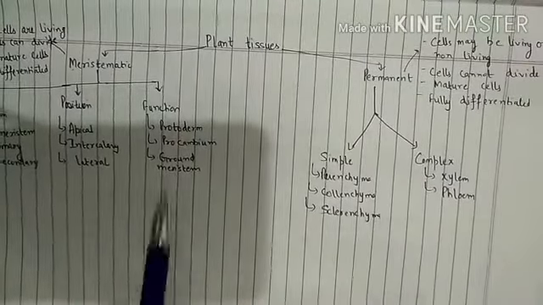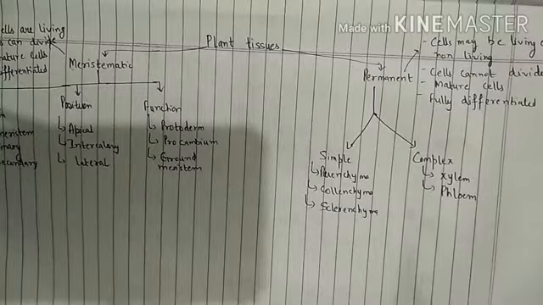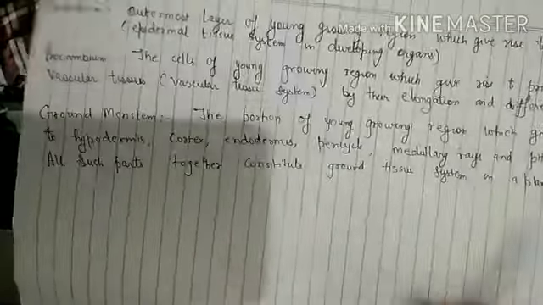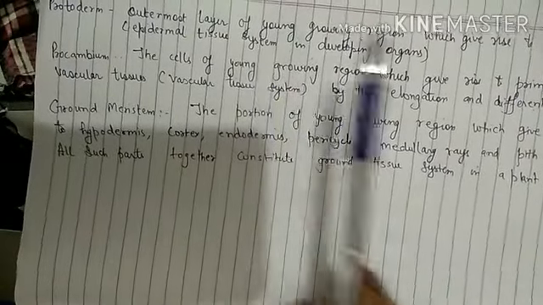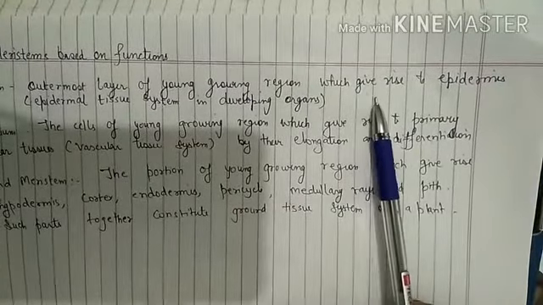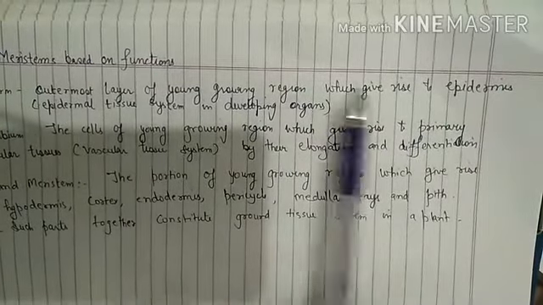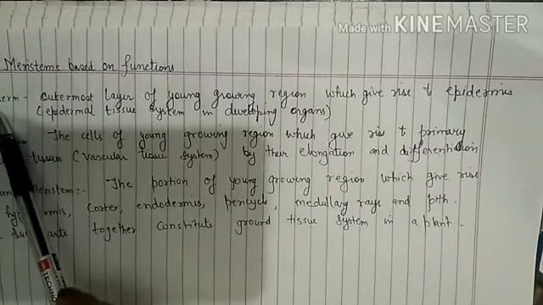Then the next one is classification of meristematic tissue according to function. So let us see the first one, that is protoderm. Protoderm means it consists of meristematic cells which will give rise to epidermis. As you all know, epidermis is the outermost layer of cells present in the plant body. So the outermost layer, that is epidermis, is formed from meristematic cells known as protoderm.